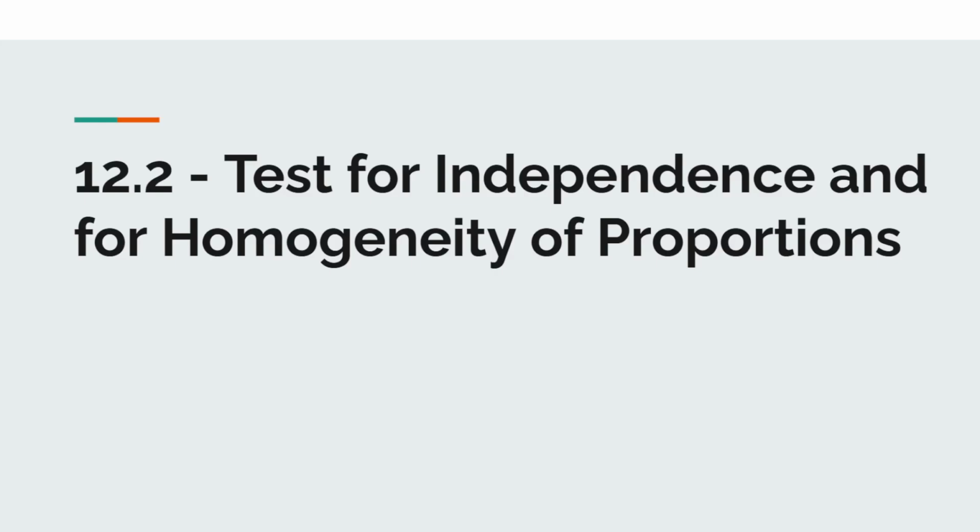Here we go over tests for independence and for homogeneity of proportions. It sounds a little complicated, but it's quite simple actually. First, let's get it into words, because that sounds very abstract. Test for independence just means if two variables are related, we're just testing if one variable affects the other. And it's actually quite genius how they figured it out.